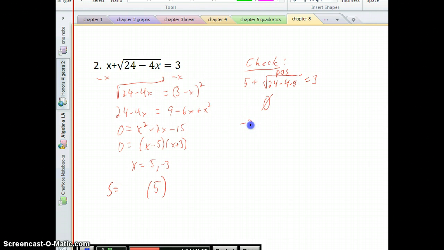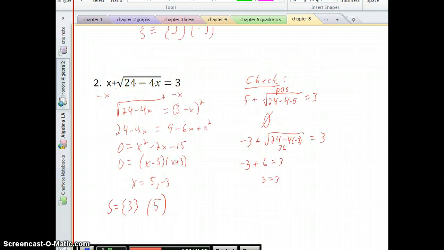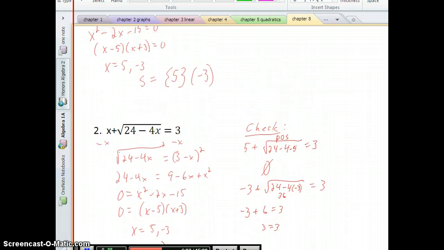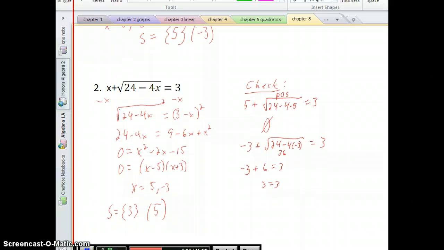So if we try negative 3, we get negative 3 plus the square root of 24 minus 4 times negative 3, and that equals 3. So this gives negative 3. This value in here is 36, and the square root of 36 is, of course, 6. So we get 3 equals 3, making negative 3 the actual solution this time. So very similar problems, but notice that what was a real solution in number 1 is now extraneous, and what was extraneous in number 1 is now the actual solution. I lost my negative there, so negative 3 should work.